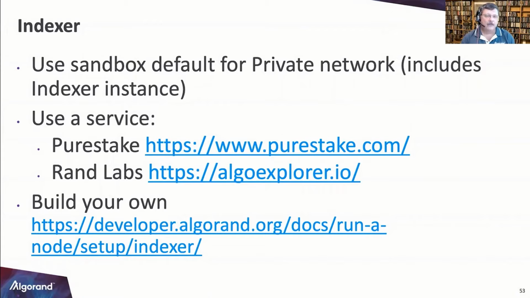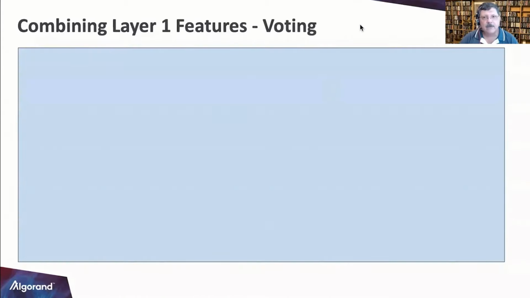So the default, if you just say Sandbox up, that'll go to the private network, and the private network then is built from the Genesis block, and so the indexer could easily run alongside of that. If you have needs for this in testnet or in mainnet, basically PureStake and Rand Labs provide a stand-up instance that you can access, or you can build your own. I have my own running here on my machine. It does take quite a bit of space, maybe 100 gig, I think was the last thing I saw. Those are basically your basic choices for that.